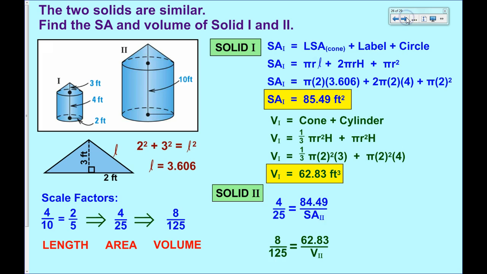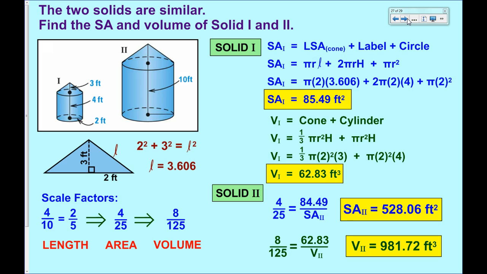If you write those proportion equations correctly, you get a little something like this. And I wrote it from small to big, small to big. So our ratio of areas was 4/25, and our area of solid number 1 was 84.49, and then we're going to solve for that. And then likewise, we got small to big, and simply cross multiply and solve. And if you do that, you get the surface area being 528.06 square feet, and the volume being 981.72 cubic feet. Just a reminder to put on appropriate labels whenever you get an answer like that, or generic square units or generic cubic units if it's not mentioned.